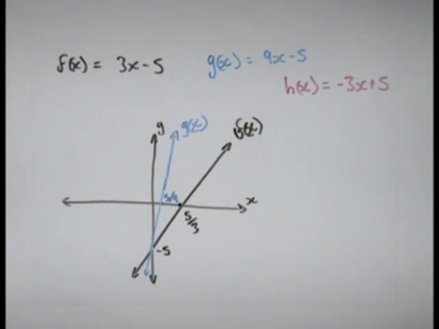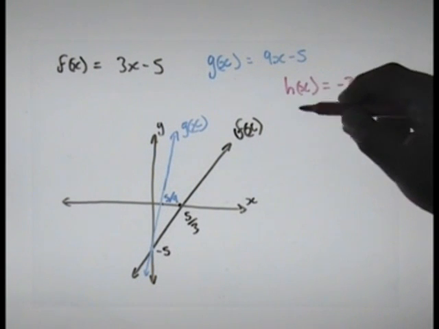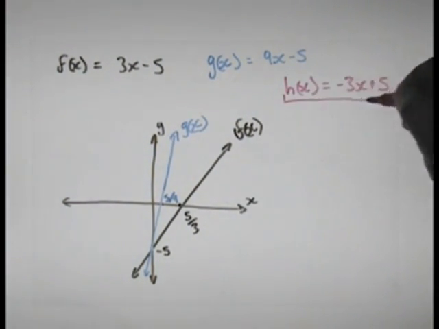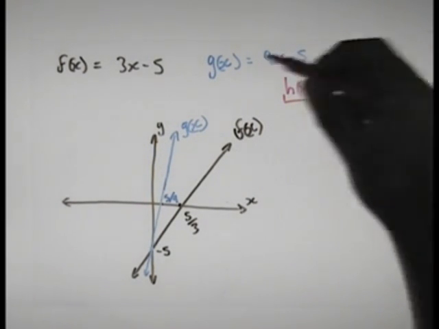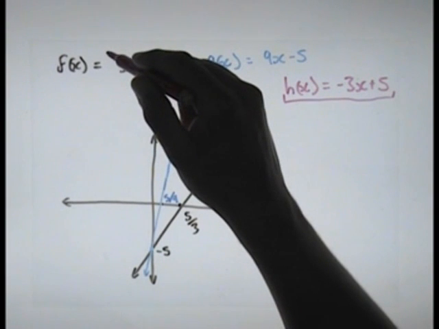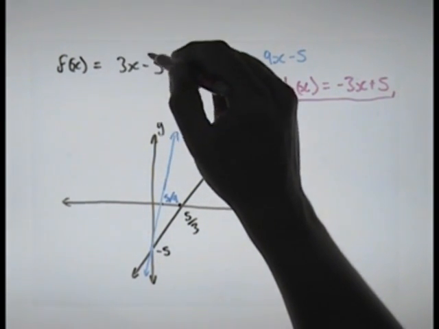The last one I gave you to do, that h of x is equal to negative 3x plus 5. Now before you try and sketch this one, yes, you can sketch it the way I've been drawing these two, but look at this very carefully. Isn't that the negative of that? Negative times that will make it negative 3x plus 5.